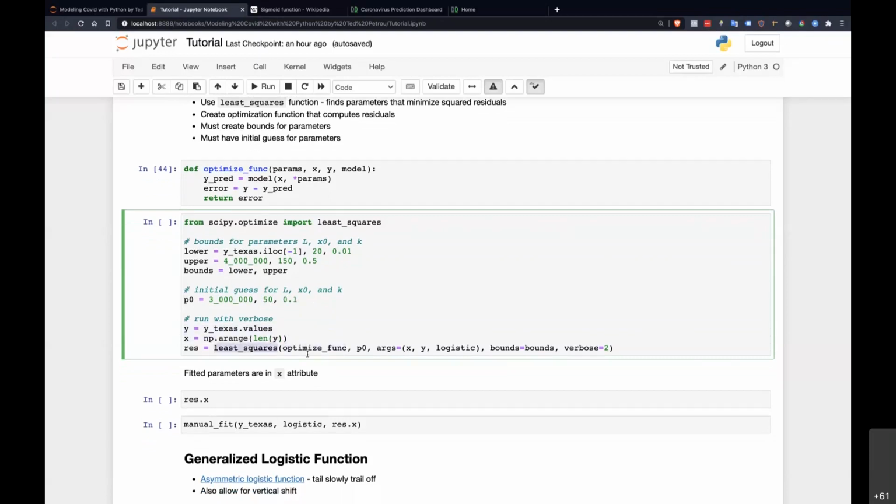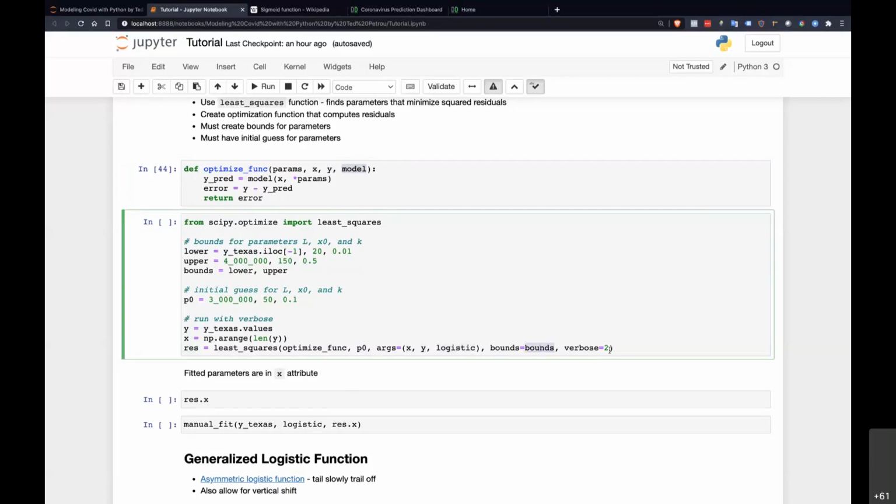And the way least squares works is that you pass in the optimized function that has to return the error. You then pass in the initial guess. That's your guess. These are extra arguments passed to the function. So what I've done here is I'm passing X, Y, and logistic. These will get passed in right here. X is just the X values, which are just the integers from 0 to n minus 1. Y are the actual number of cases, the cumulative number. And then the function that I'm optimizing is logistic. So that'll be called model over here. So it gets passed in over here.